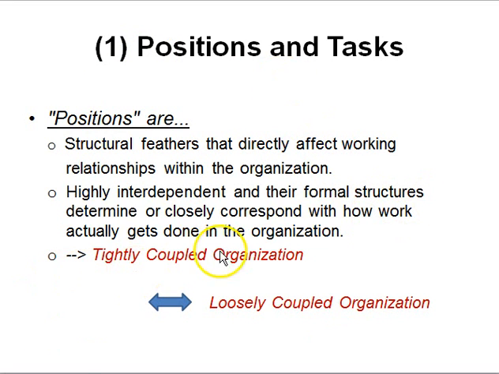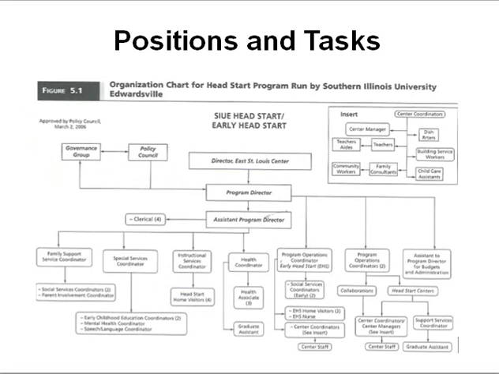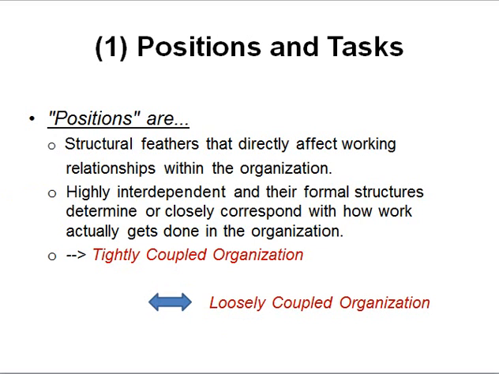In terms of a tightly coupled organization, which means that like this chart, there is a reflection of how work gets done. Look at the chart, right? There are arrows in this chart that follow exactly the path that work tasks take as they move through the organization. That's about a tightly coupled organization.